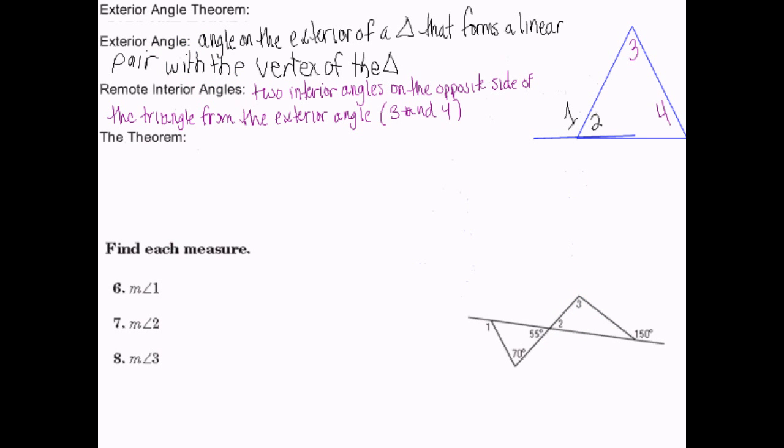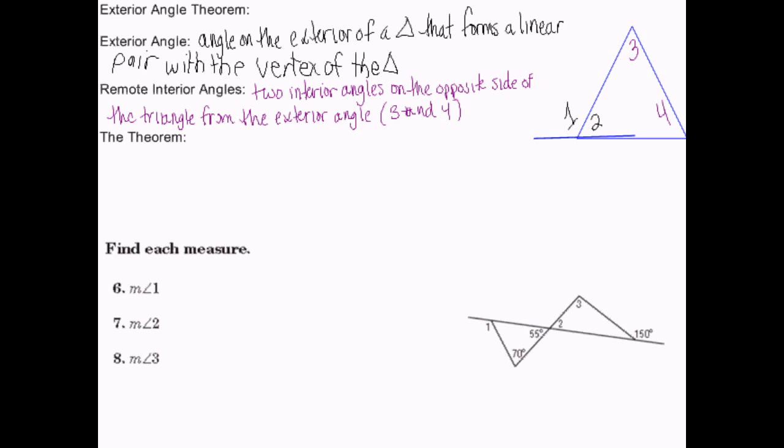So this is a theorem that is kind of a shortcut for finding angle measures. You can still find them using the 180 degree thing, but this is kind of a shortcut. And first, to use the theorem, you have to know what exterior angles are and what interior angles are.